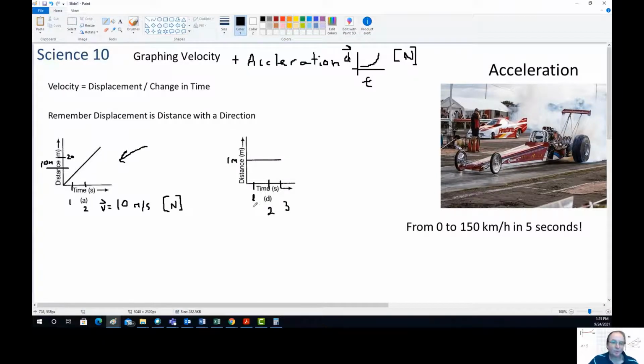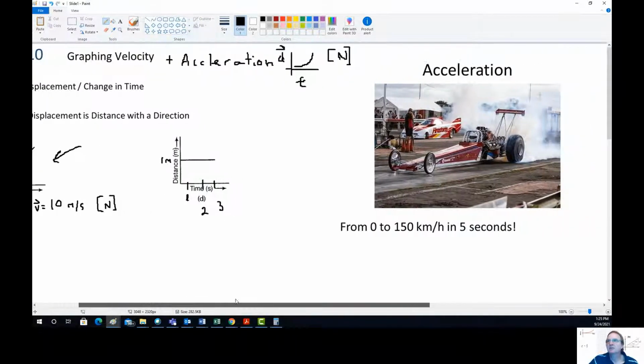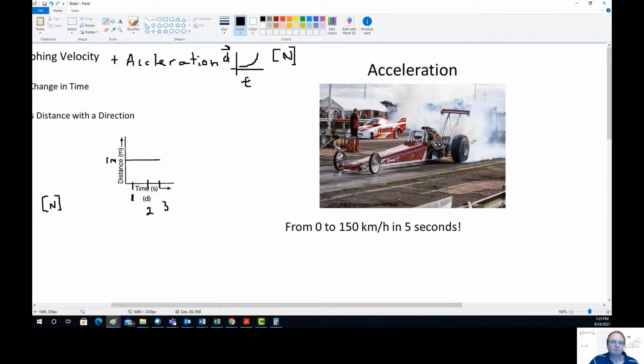So acceleration, mentioned a little bit, but think of this drag racer here. Look at that, just burning the rubber. That's got to be expensive. That's insane. But anyway, it's fun, you get some popcorn and have a heck of a time. So we're going to go from 0 to 150 kilometers per hour in 5 seconds. That's a lot of acceleration.